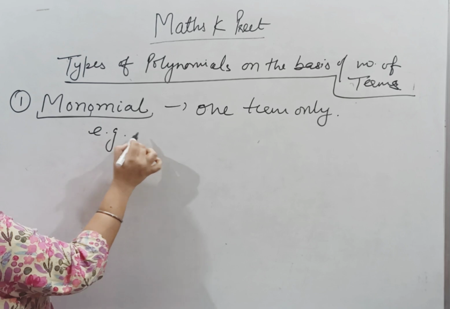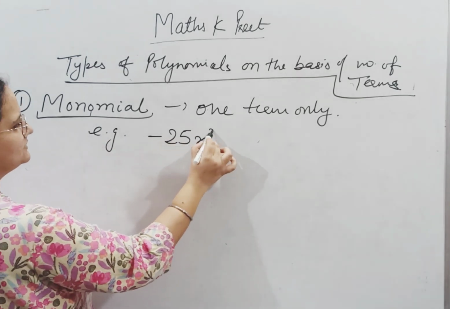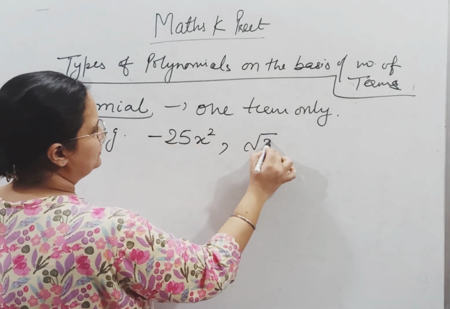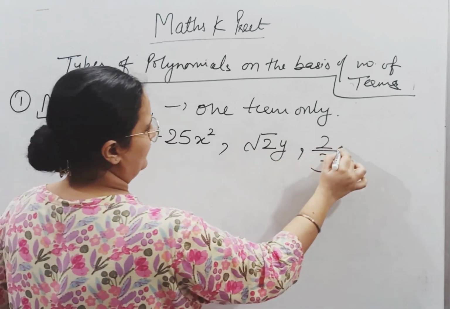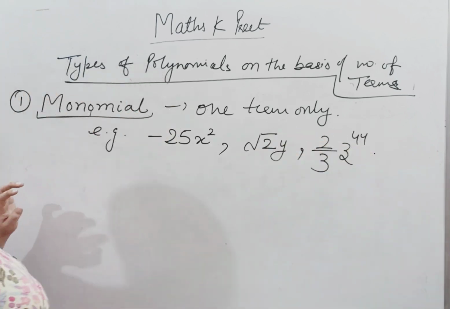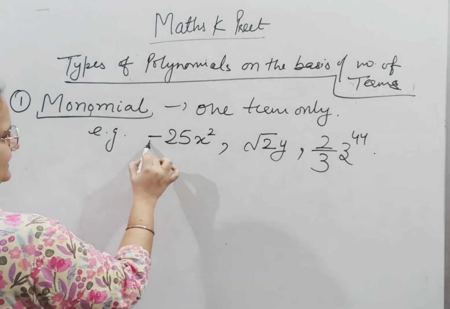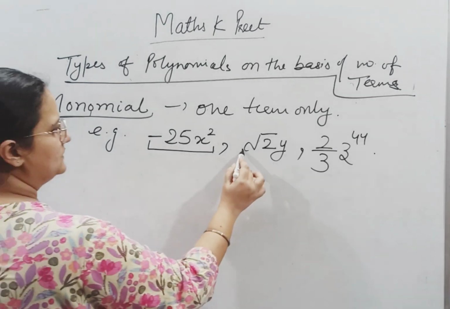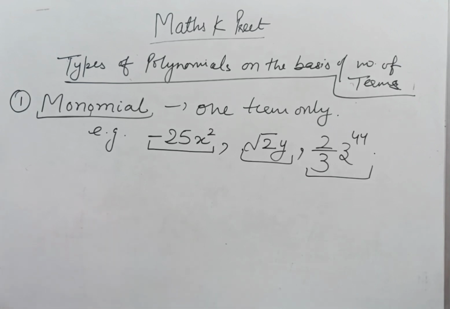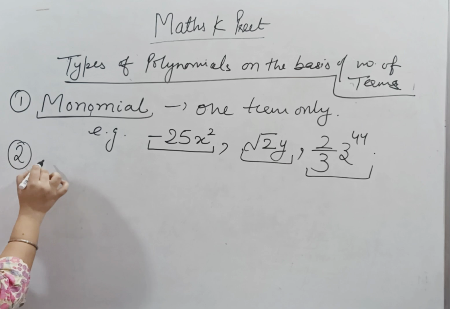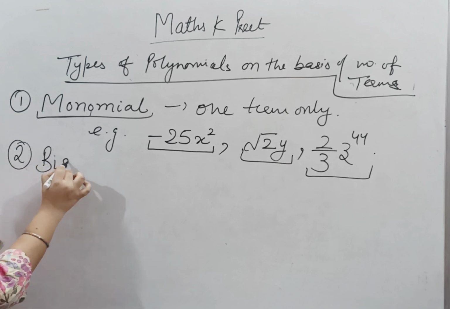Examples are minus 25x square, root 2 y, 2 by 3 z raised to power 44. So these are examples of monomial. Here each is a polynomial with a single term. We only have to look at the number of terms. That's it. If it is single, then it is a monomial. Next is binomials.